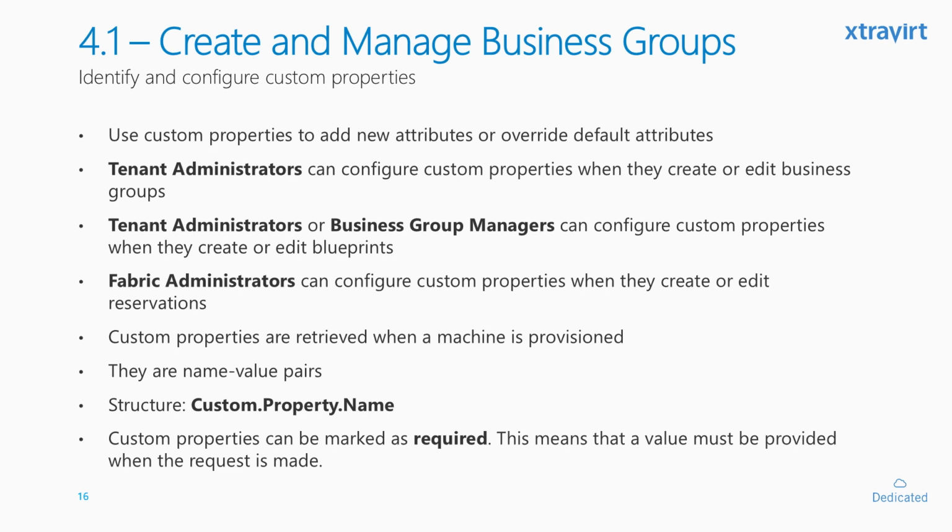The structure, they're key value pairs in a way. You'll most often see the custom.property.name sort of layout. So if we're looking at virtualmachine.network.name or virtualmachine.admin, whatever comes after that, you can mark custom properties as required. So this will mean that the user will be prompted to enter a value when they come to provision their machine.